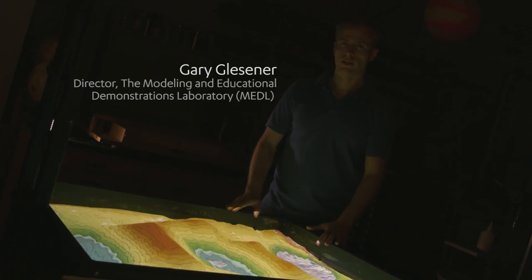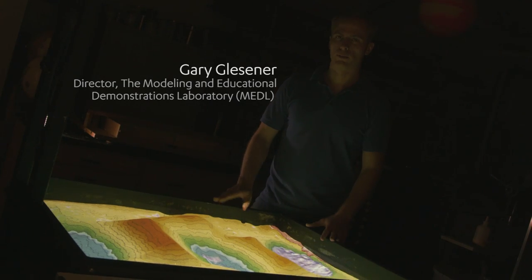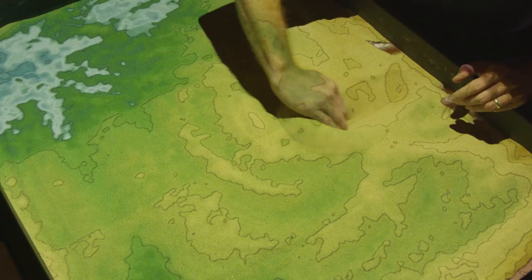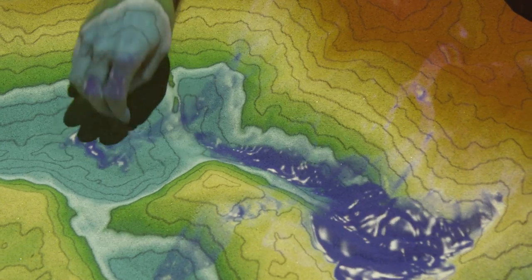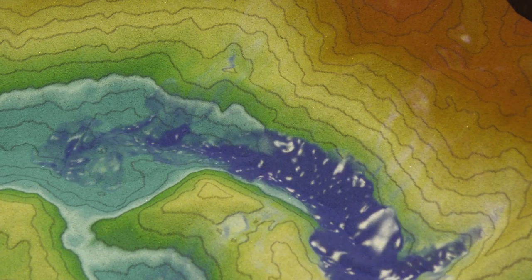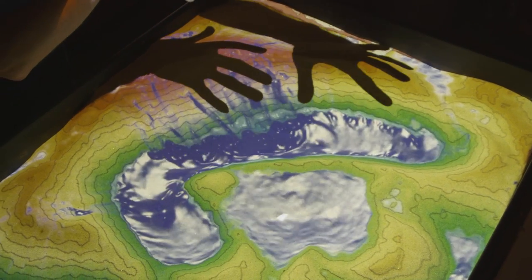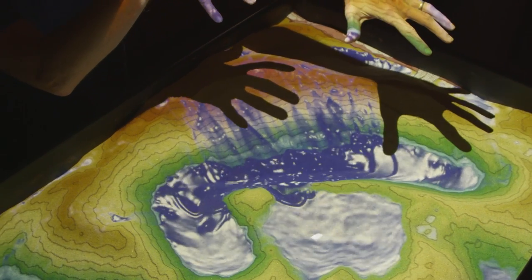This is our augmented reality sandbox. It was developed originally by researchers at UC Davis. We're going to be using it here at UCLA to help students learn about topography. So they can take a topographic map in the classroom, try to recreate the features by manipulating the sand.